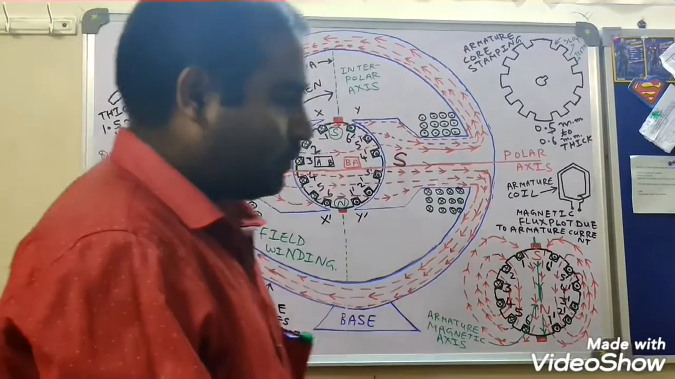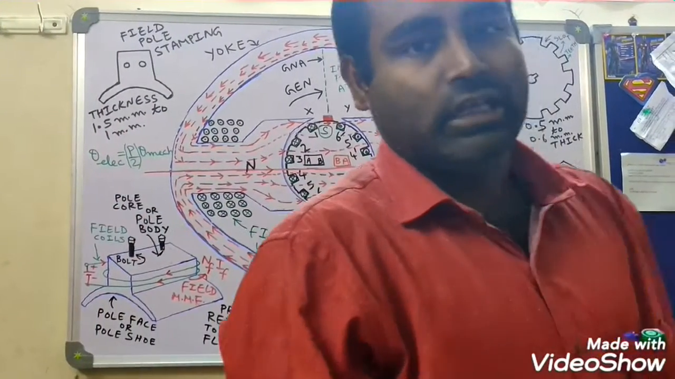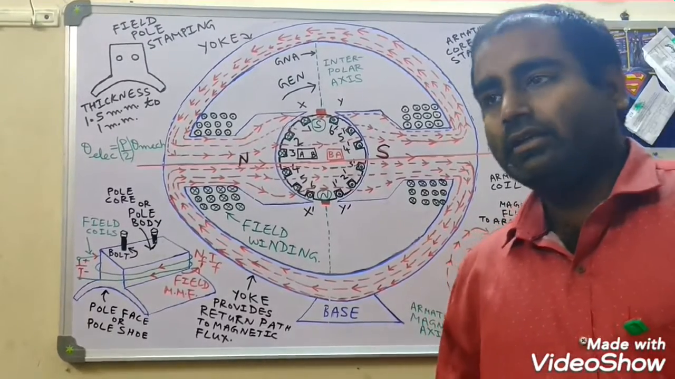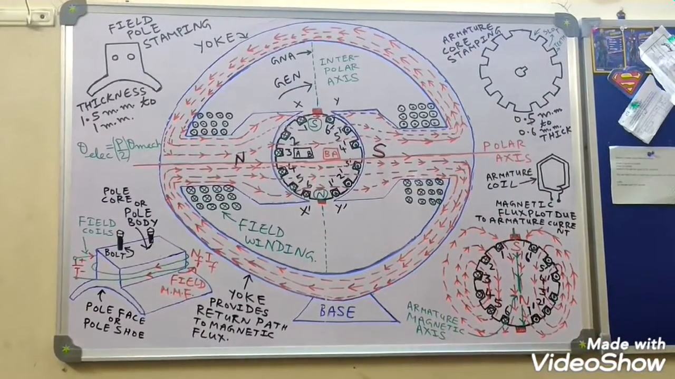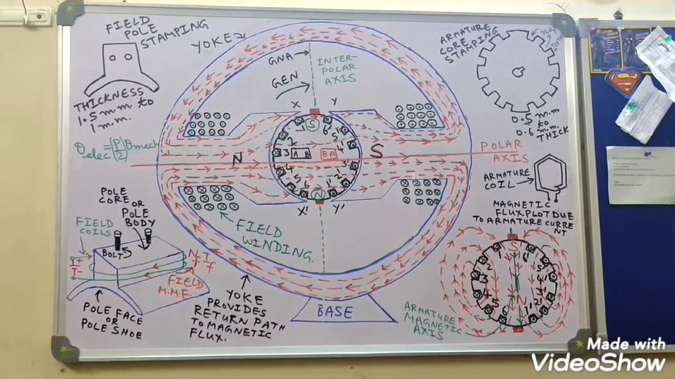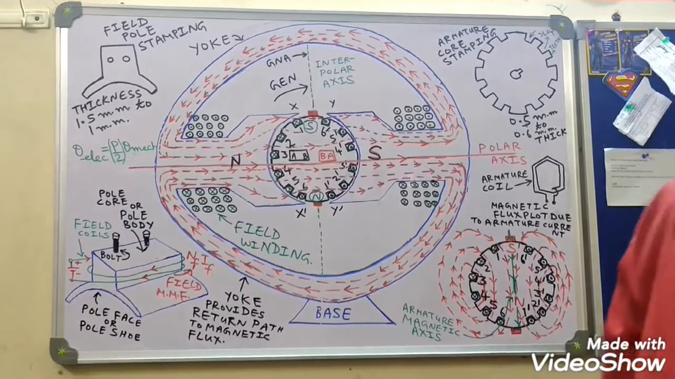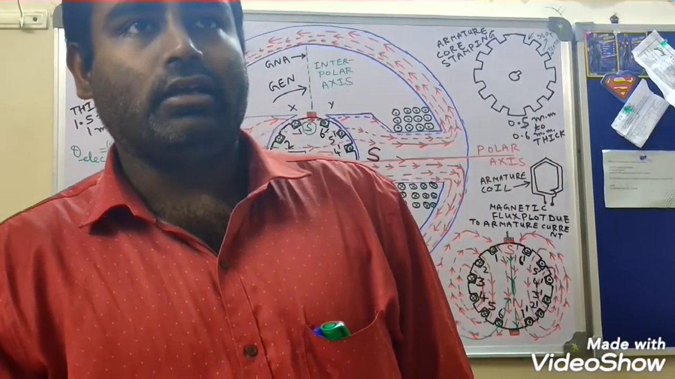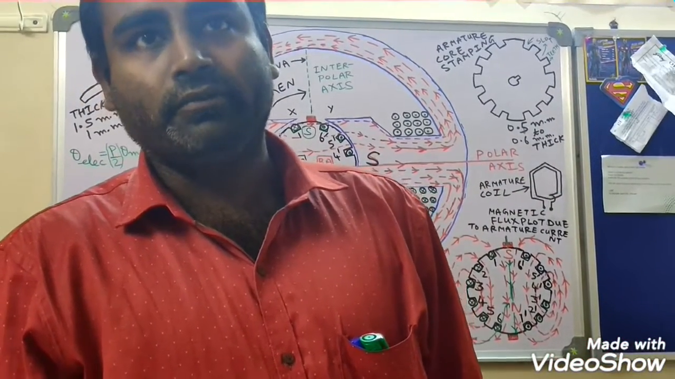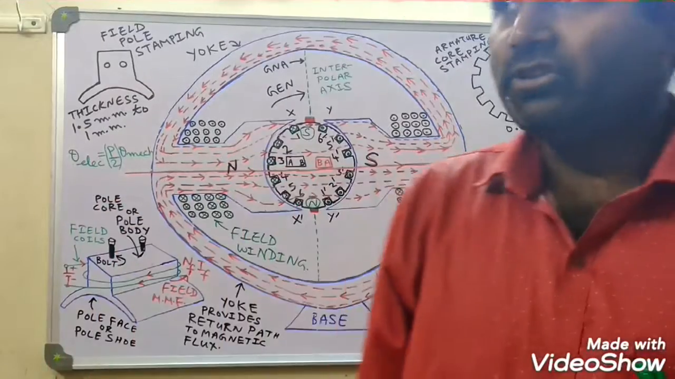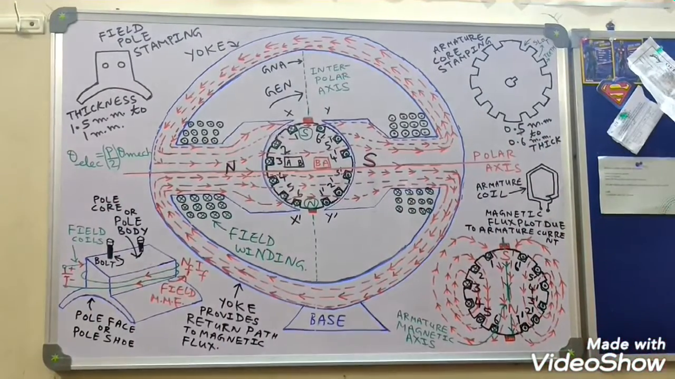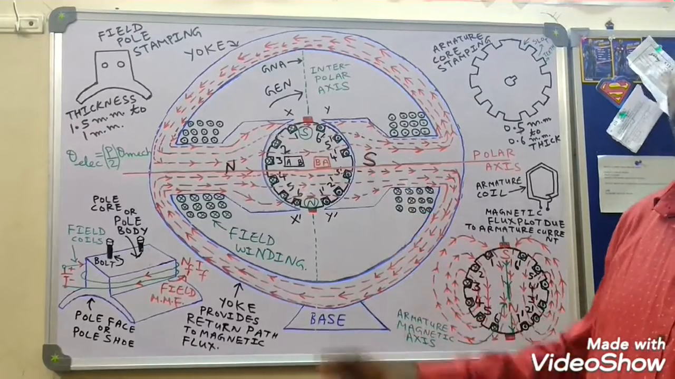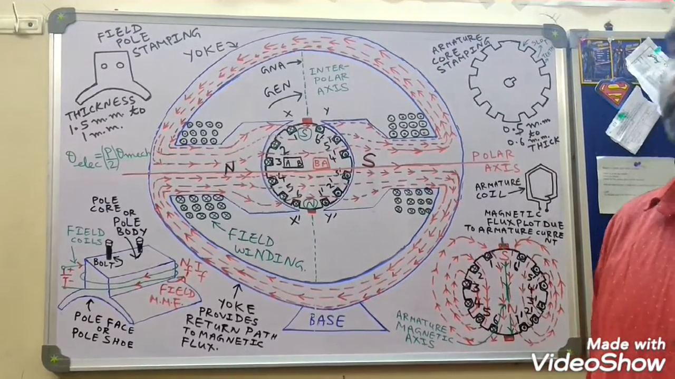Now, in this particular video lecture, I would like to make an attempt. I would like to make an attempt to show what the techniques are, or how we can plot or draw the space distribution of armature MMF and space distribution of field MMF for a DC machine. That means we want to know the space variation, or the space distribution, of armature MMF and field MMF. This is what we want to know.